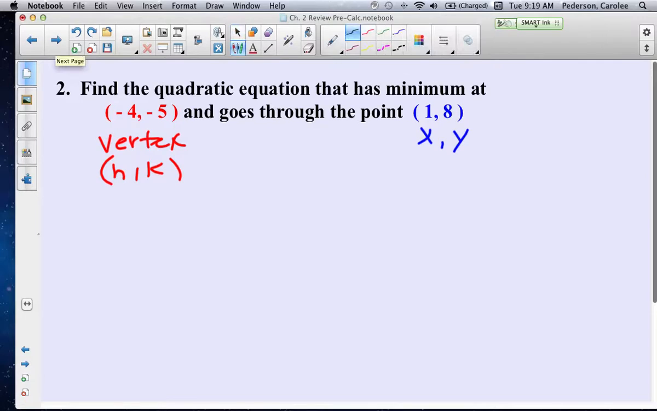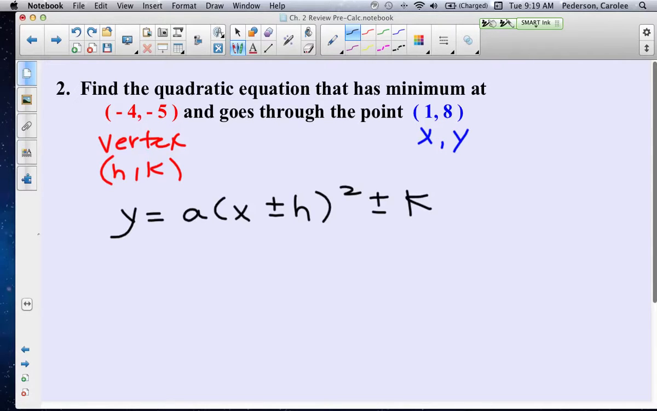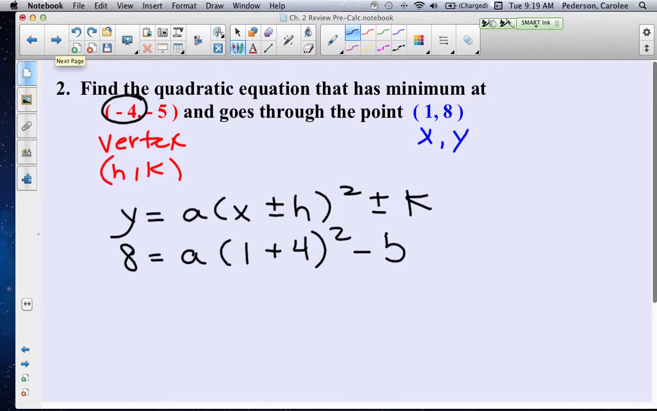So the general equation for a quadratic, if I leave it in vertex form, looks like this. And now what we did is we took the h and the k and the x and the y, and we solved it for what variable? A. Yep. So my y value, my point, was 8. My a is my unknown. My x value is 1 from my point. And I have to be very careful with this. Always opposite. Yep, so it's going to be a plus 4 squared, and then the same for k. And then what we do is we solve that equation for a.